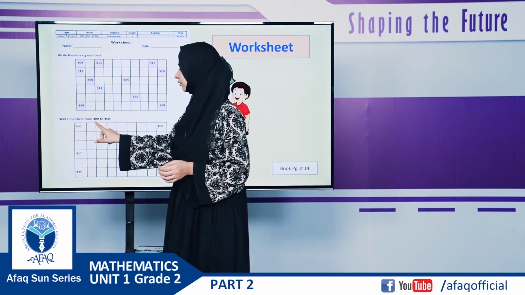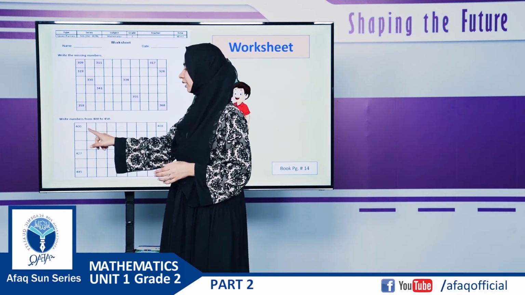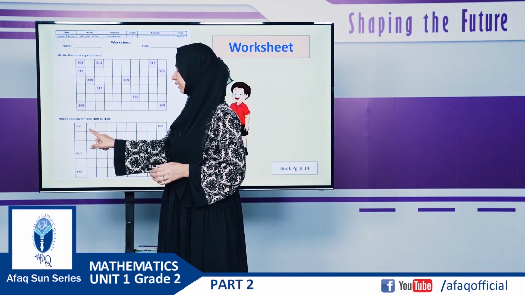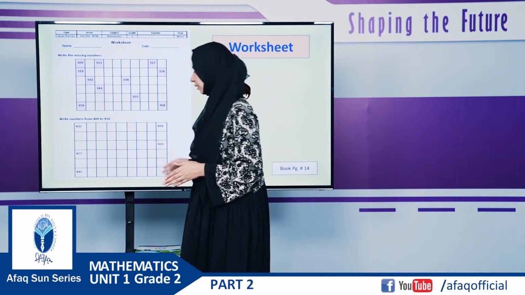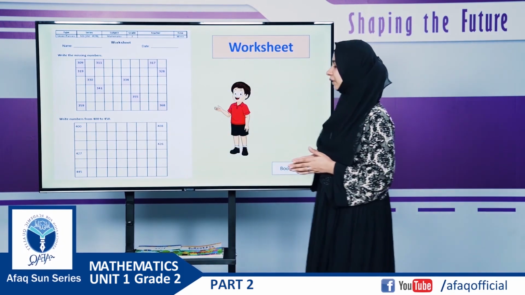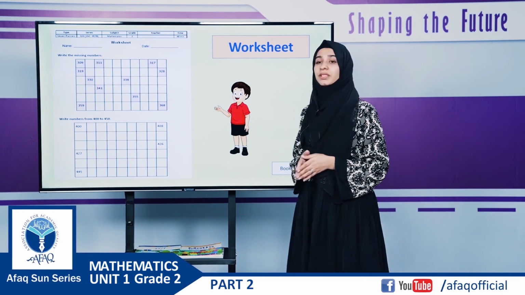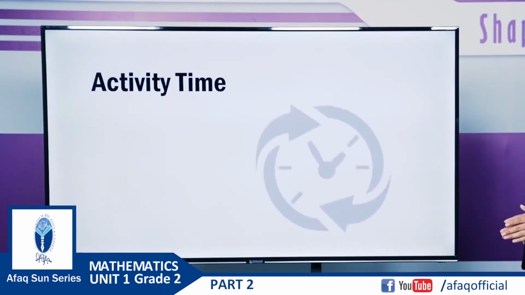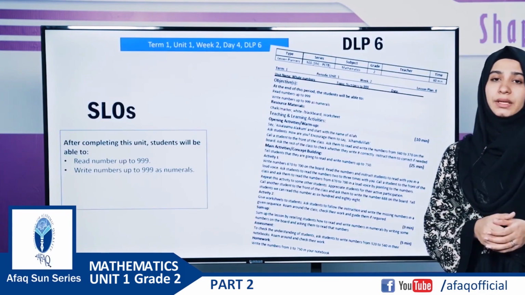Then write numbers from 400 to 450. What comes after 400? It comes 401. So you're going to write over here 401, and the rest of them are the same till 450. Now pause this video and solve the rest of the missing numbers and resume this video right after 1 minute. So students, I hope that you have done your activity. Now let's move to our next activity.